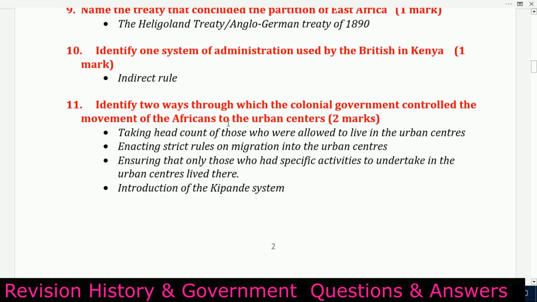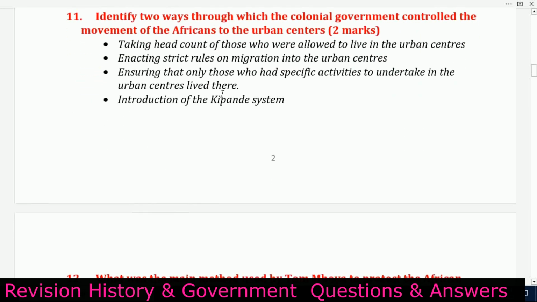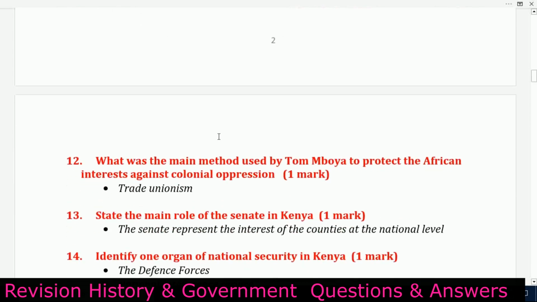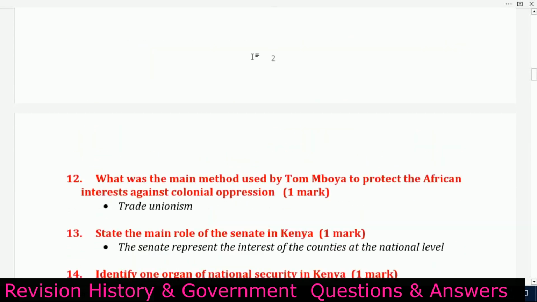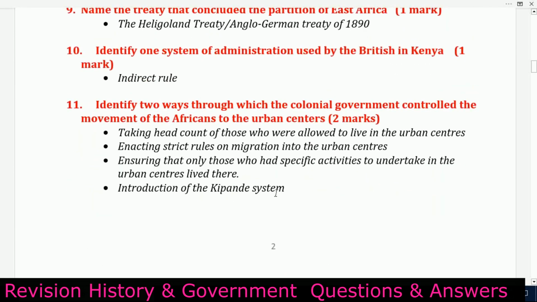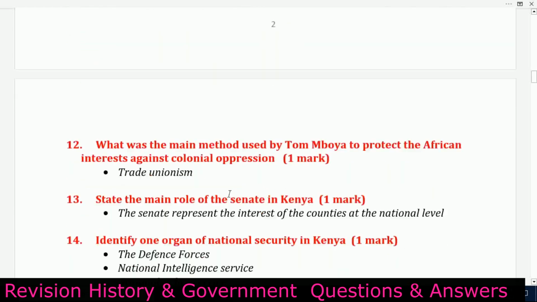Number 1, taking a headcount, that is to count them one by one. Number 2, enact strict rules on migration into the urban centers. Number 3, ensuring that only those who had specific activities to undertake in the urban centers lived there. Next, introduction of the Kipande system. This one is the introduction of the pass. The pass, remember, had your location, your employer, and your residential area.